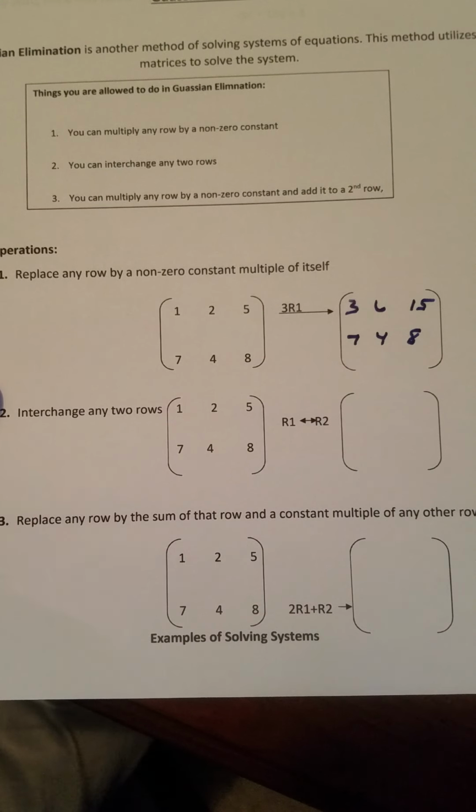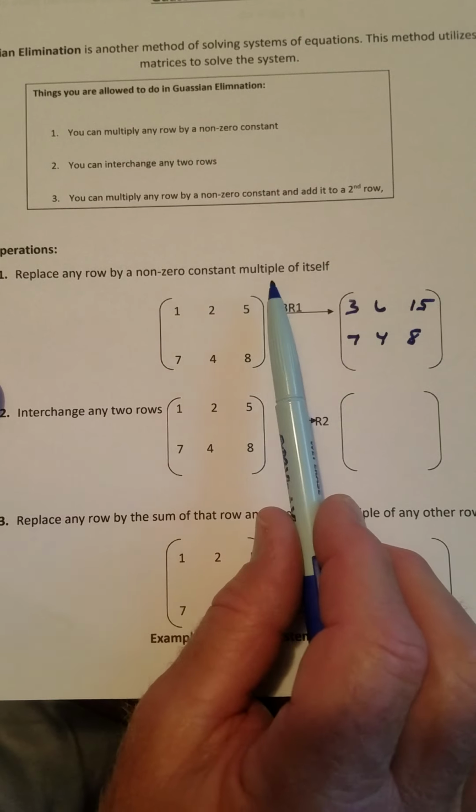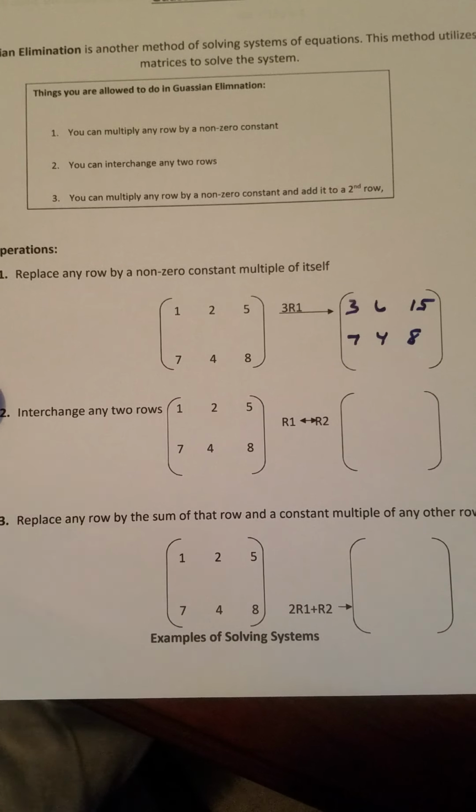And usually you just work on one row at a time. So this is what it means when you replace any row by a non-zero constant multiple of itself. In layman's terms, you can multiply any row by a number. That's what I did here. I just multiplied by 3.